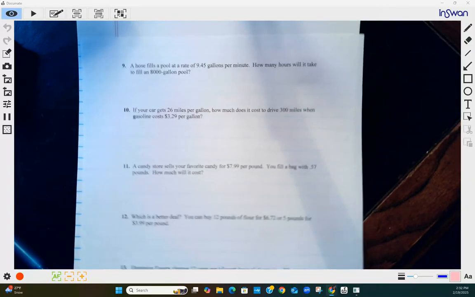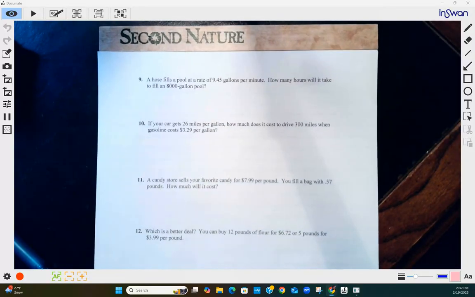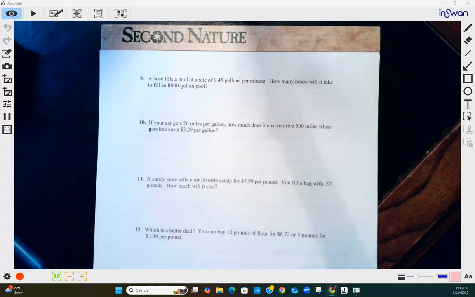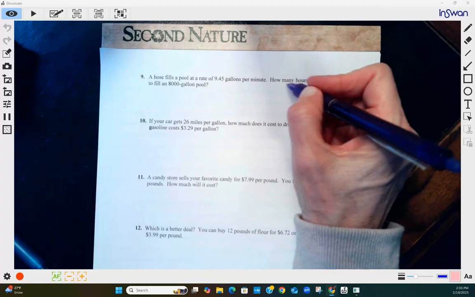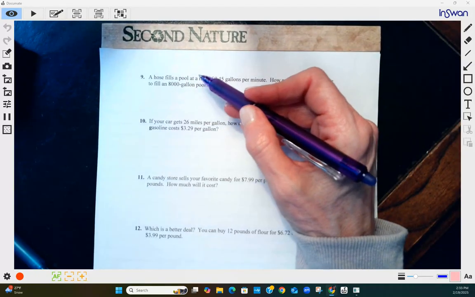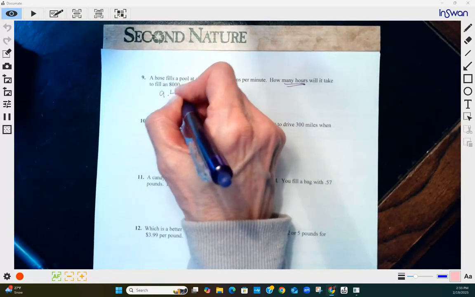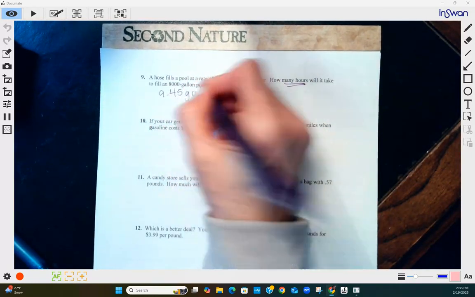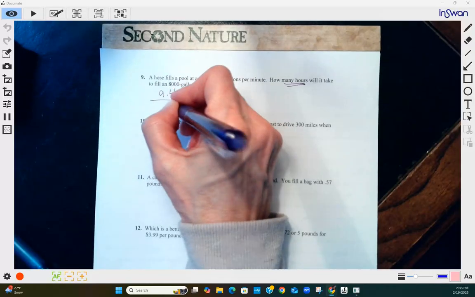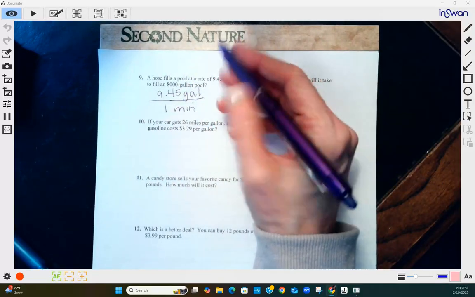All right, and then back here. I know there'll be some homework questions that come up. A hose fills a pool at a rate of 9.45 gallons per minute. How many hours will it take to fill an 8,000 gallon pool? So we can do a proportion for this one. 9.45 gallons in 1 minute, right? That was the rate, 9.45 gallons per minute.